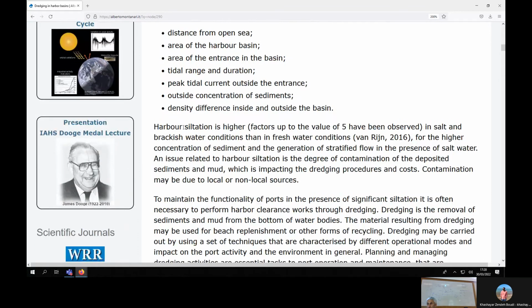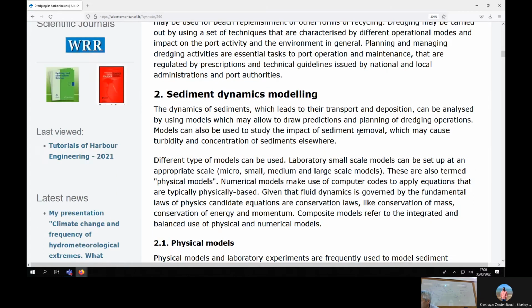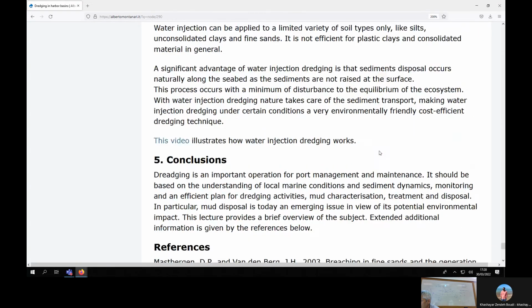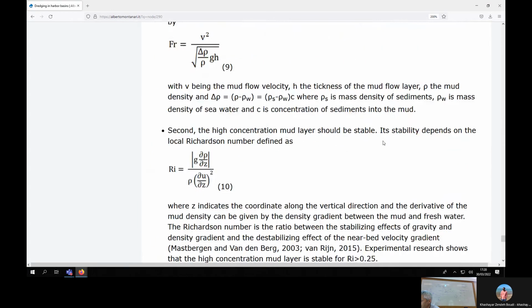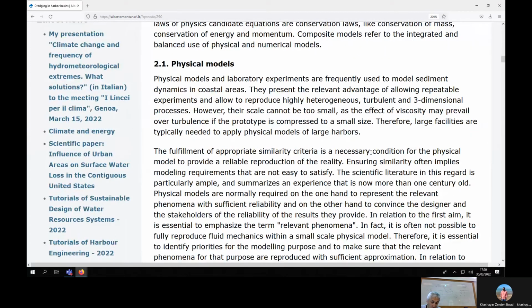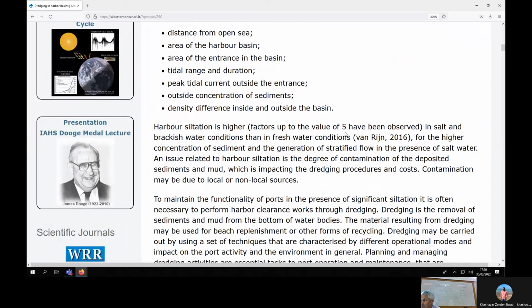And now, harbor siltation, some indications: it is higher, by factors up to the value of 5, in salt and brackish water conditions than in freshwater conditions, for the higher concentration of sediment and the generation of stratified flow in the presence of salt water. So, of course, the saltwater condition is what is interesting to us.